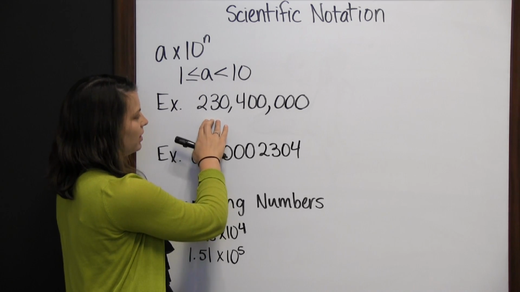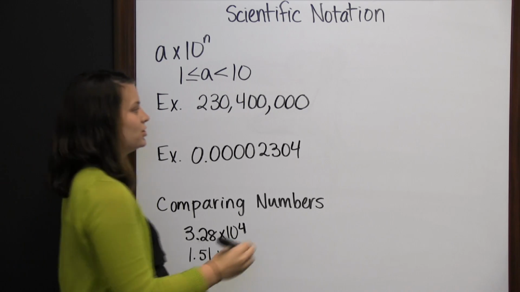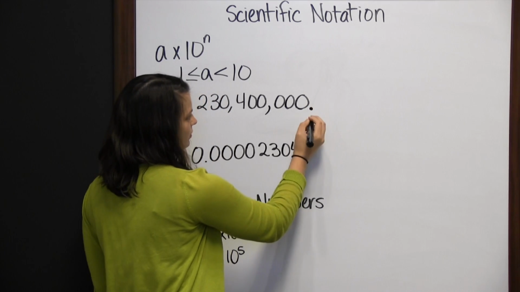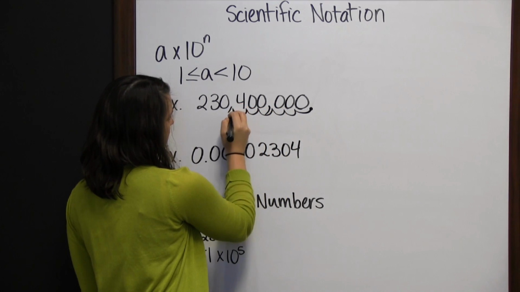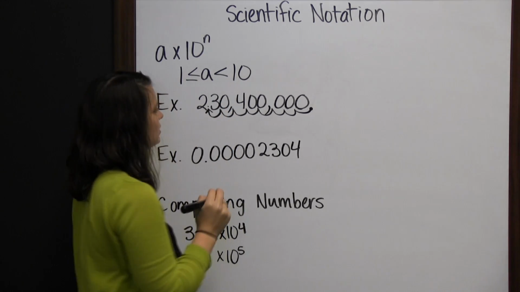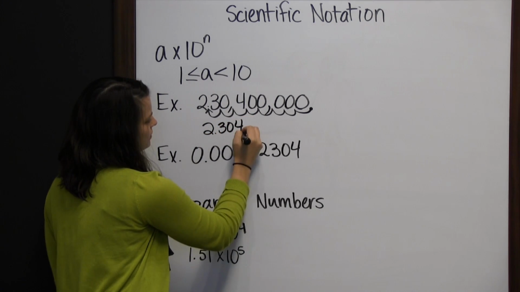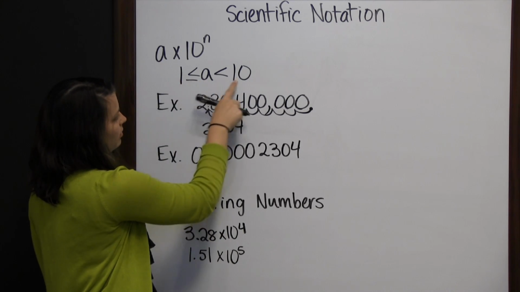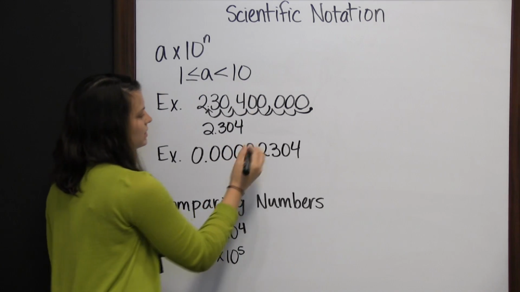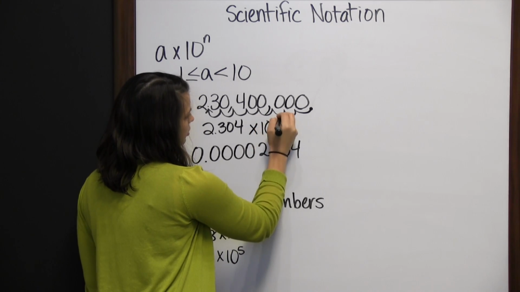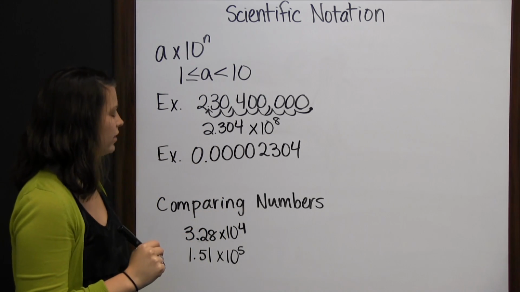Let's take this number, 230,400,000. It's a pretty big number. We can write this in scientific notation by taking our decimal, which is at the end of our number, and moving it 1, 2, 3, 4, 5, 6, 7, 8 places to the left, so that our number is now 2 and 304 thousandths. And you see my a is a number between 1 and 10. 2 and 304 thousandths is greater than or equal to 1, but less than 10, times 10 to the 8th. And this number is the same as my original number.